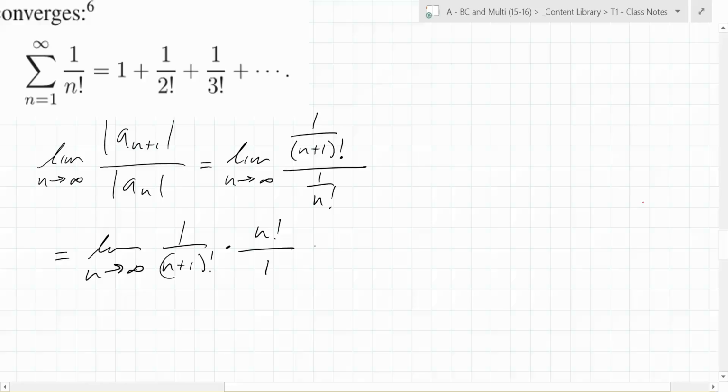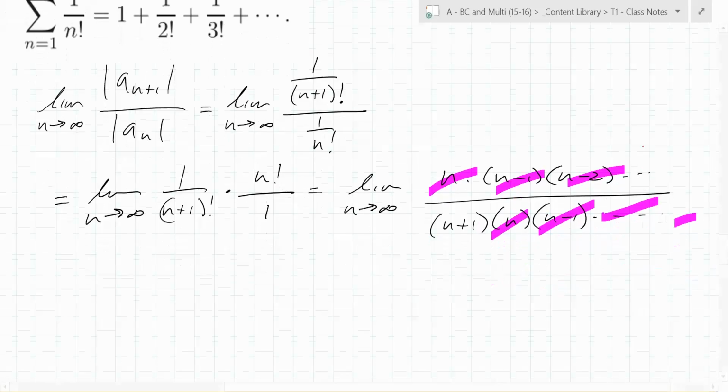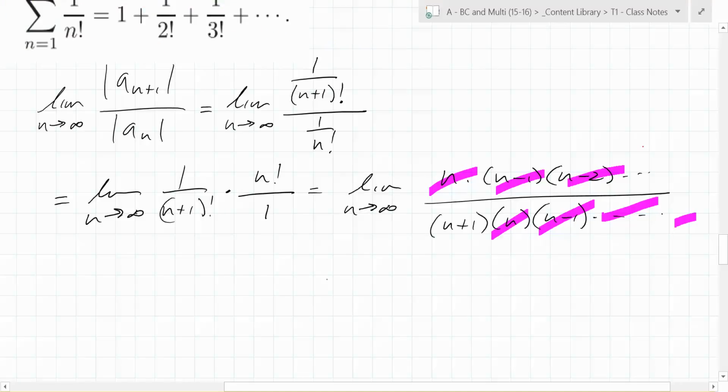Exciting. Can someone tell me what this equals? This is going to be the limit as n goes to infinity. If I expand this out, just to be clear about this, this is what it looks like. What's the bottom start at? Times n minus 1. So do a bunch of things cancel? What's left? It's going to keep going, right? So you end up with the limit as n goes to infinity of 1 over what? Which is what?